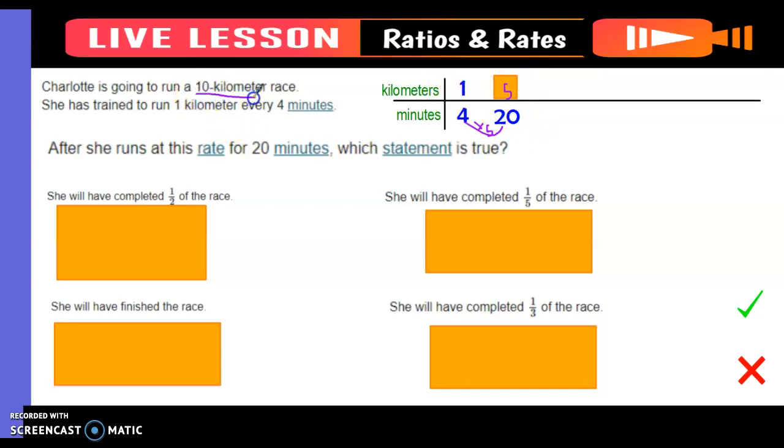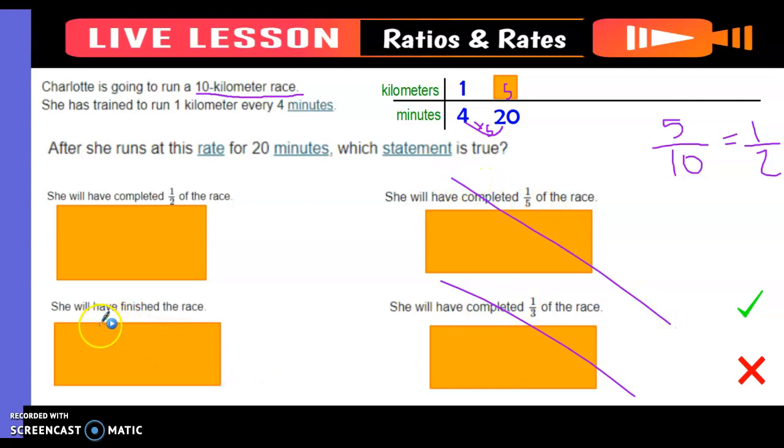Keep in mind that it's a 10-kilometer race. So we have to look at each statement and determine, based on the information we have, what is true. So let's start here. She will have completed 1/3 of the race. Well, let's see. The entire race is 10, and she completed 5 kilometers. Well, that's actually half. So this one will not work. She completed 1/5 of the race. Well, we know she completed half, so that won't work. She finished the race. Well, the entire race is 10 kilometers, so that won't work. So the correct answer is she completed half of the race.